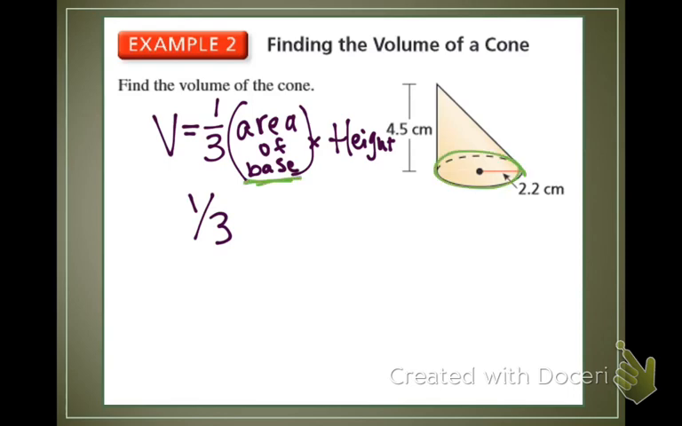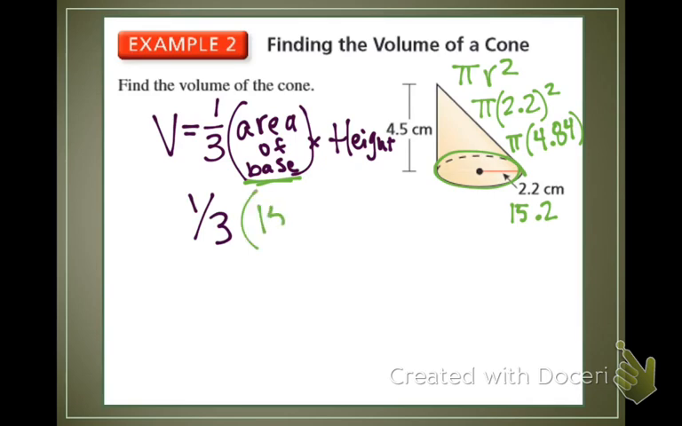The base is a circle. So we're going to use, not 2, just pi r squared. So pi, what is the radius? 2.2 squared. 2.2 squared is 4.8, and then times 3.14. So we plug that in for the area of the base. And then what is the height of the whole cone? 4.5.